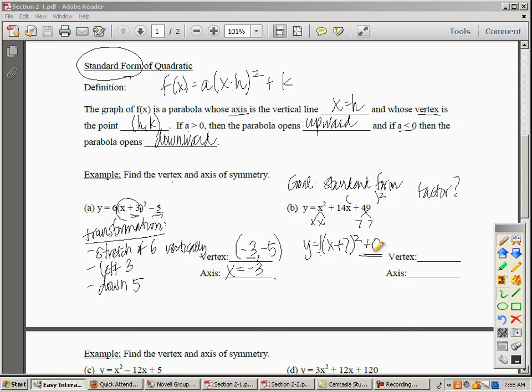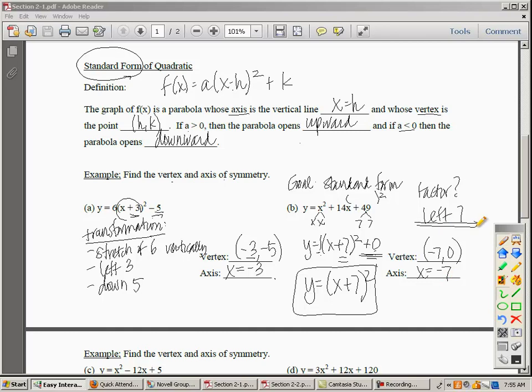So if I look at this now in standard form, and again, if we asked you to put it in standard form, here's the equation we're looking for. Where is the vertex? Well, the vertex comes from the left, right, and the up and down. This says moved left 7, but don't move up and down. So my vertex is -7, 0. The axis of symmetry then is x equals -7. Okay, and the only description then we have for this transformation for this graph is to move left 7.